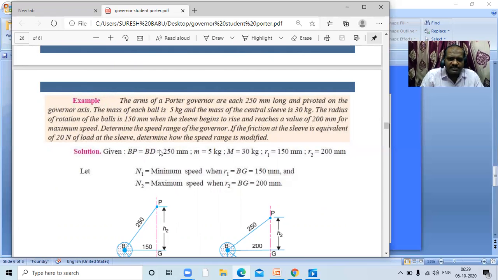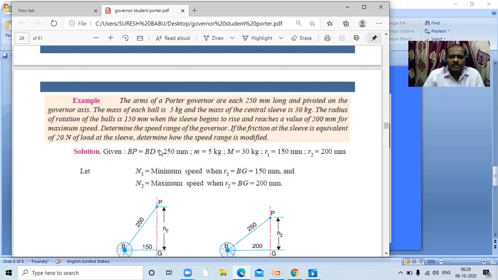When the sleeve begins to rise and reaches a value of 200 mm for the maximum speed, that means H1 is going to be 200 for maximum speed. Determine the speed range of the governor. If the friction at the sleeve is equivalent to 20 Newton of load at the sleeve, determine how the speed range is modified. Listen students, here first find the range of speed, and then if the friction is 20 newtons, what is the range of speed? Two things they have given.